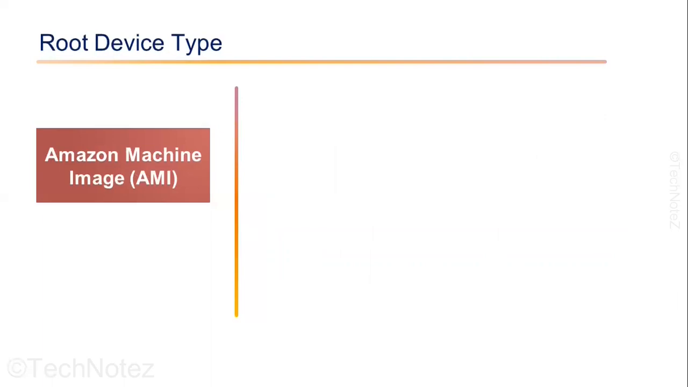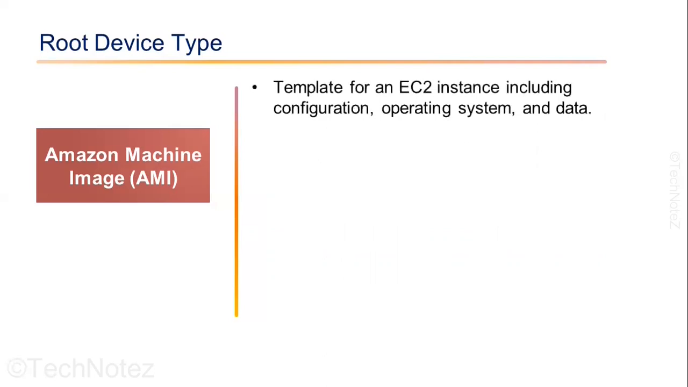Next, let's talk about the Amazon Machine Image. Amazon provides you pre-configured virtual images that can be used to launch the EC2 instances. It's like a blueprint or template for a virtual computer that includes configuration, operating system, and data. You can use the AMI to launch a new EC2 instance that already has all the software and configurations that you need to run your application and service.